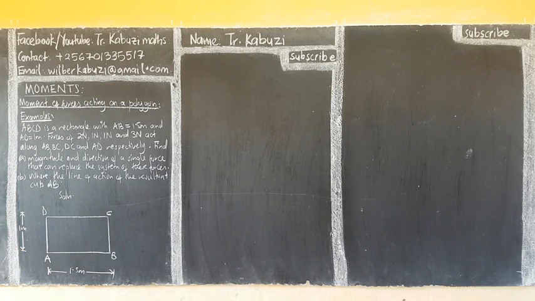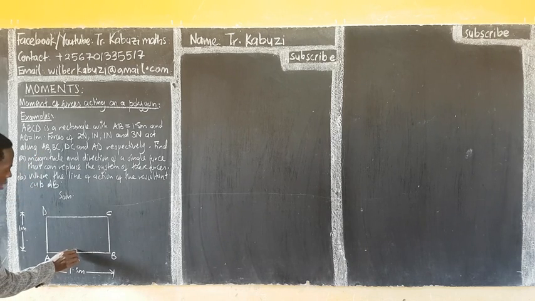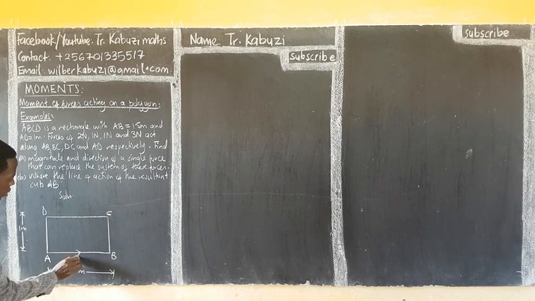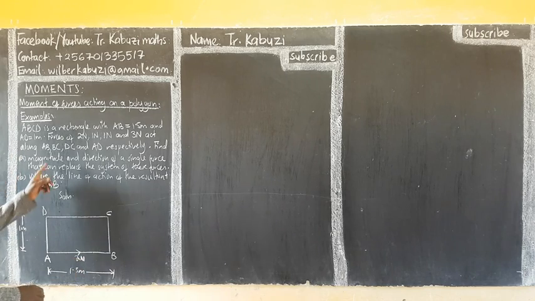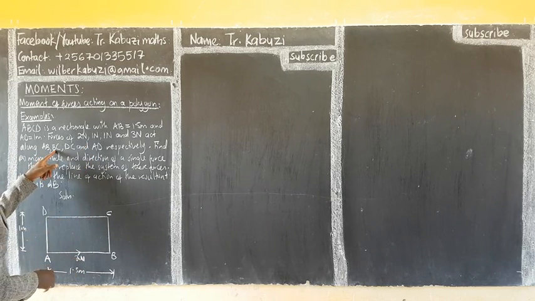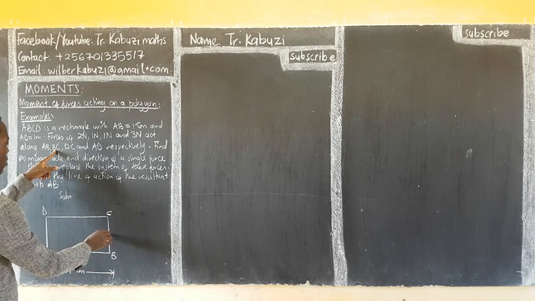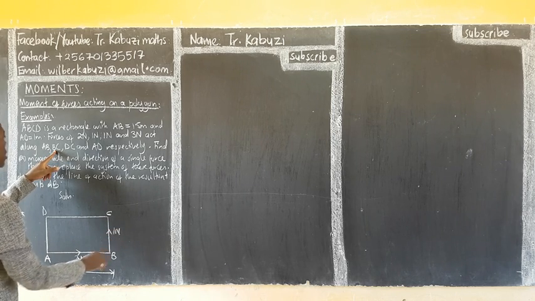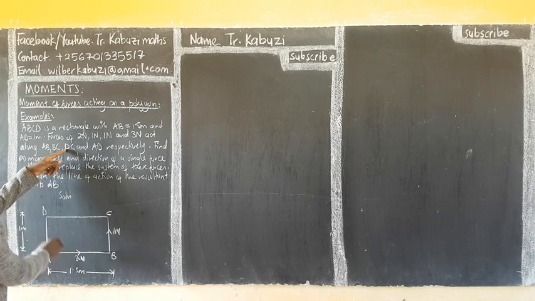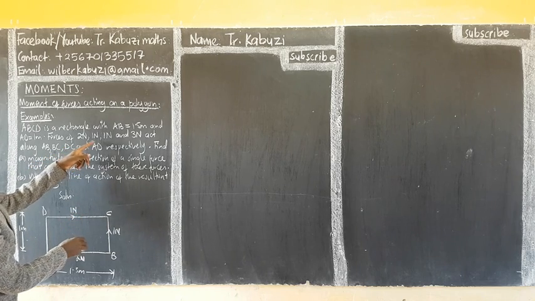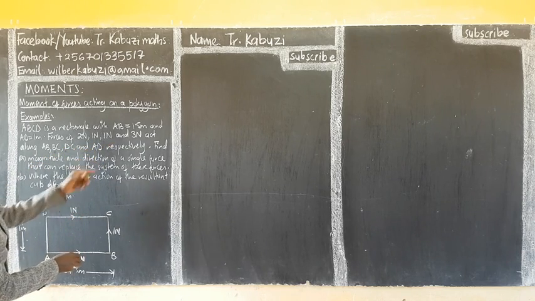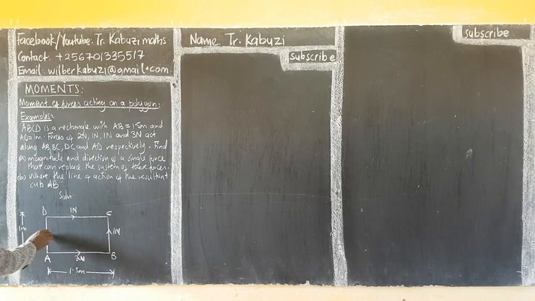Okay, then what happens after? Forces of 2 newtons act along AB. So this is 2 newtons along AB. 1 newton along BC, then BC 1 newton also. And 3 newtons along AD.